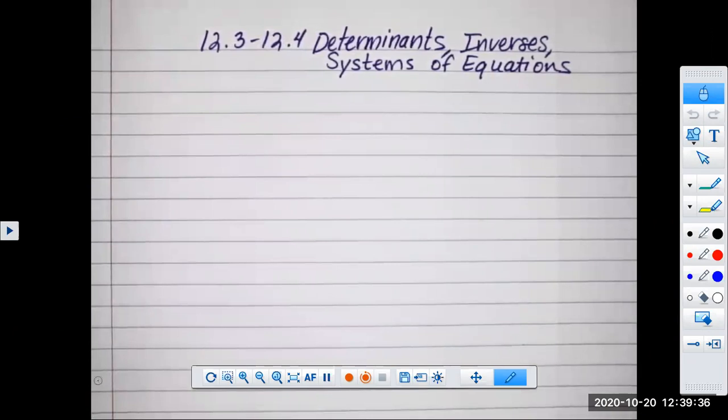All right, this is the last two sections in Unit 4 dealing with matrices. You've got this assignment this week, as well as a small matrices quiz online.